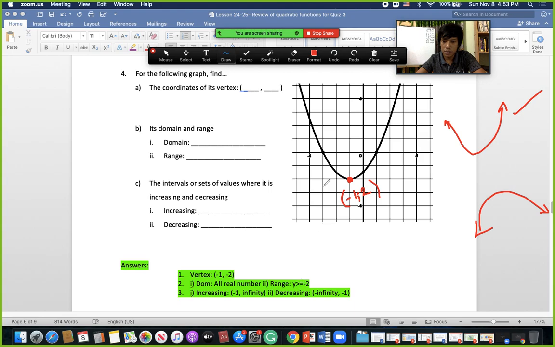And range is, see, this is the lowest value of the quadratic function, and it will go up forever. That means from minus 2 to plus infinity. That means range is y is greater than or equal to minus 2. Or you can write it this way, from minus 2 to plus infinity. You can write this way also, infinity.